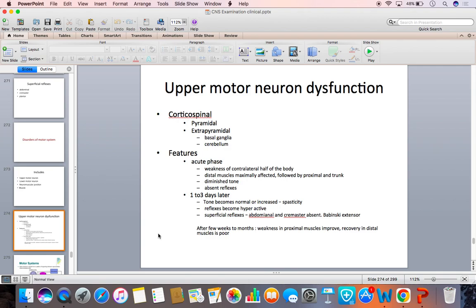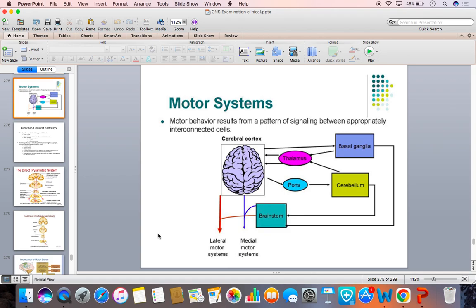Over a period of a few weeks to months, you can expect weakness to improve in the proximal muscles. But recovery in distal muscles is poor. It may take a long time to recover. But ultimately, the recovery of power in the distal muscles is poor.